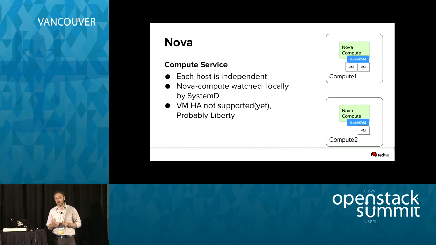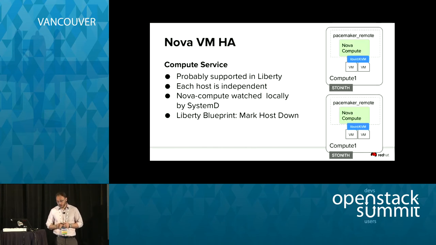We do have some reference architectures trying to solve this. And basically, there are a few blueprints for Nova to enable this, and to help Nova recognize much more quickly that a node failed. So there are some blueprints to cover that as well, but this is not something that is fully supported, at least by Red Hat.